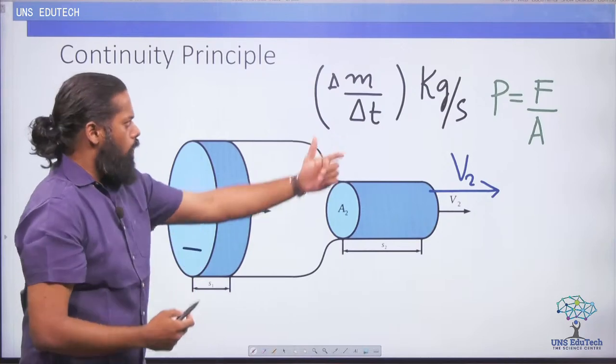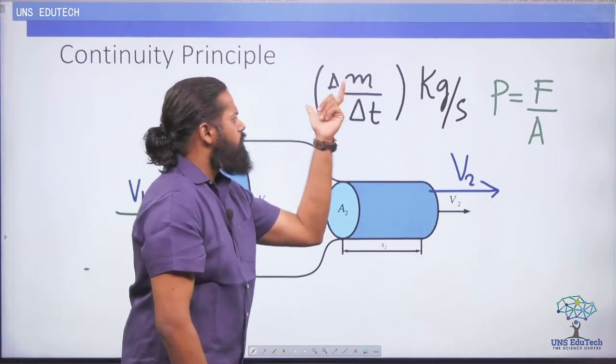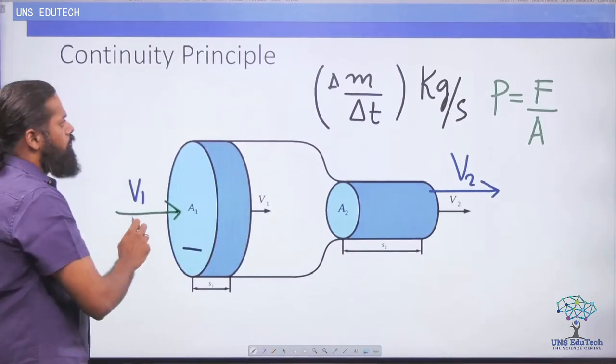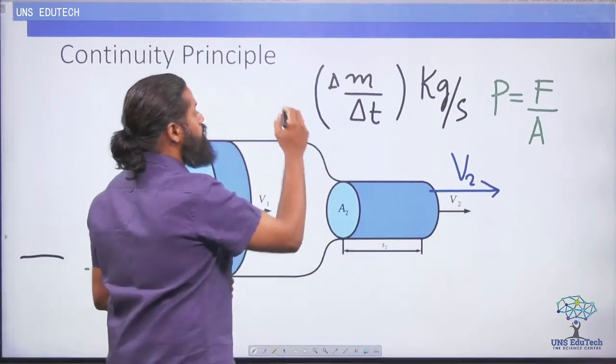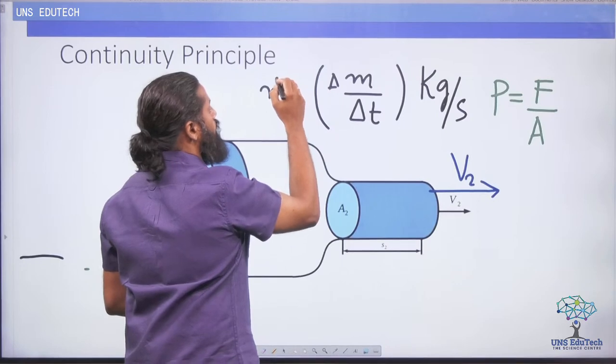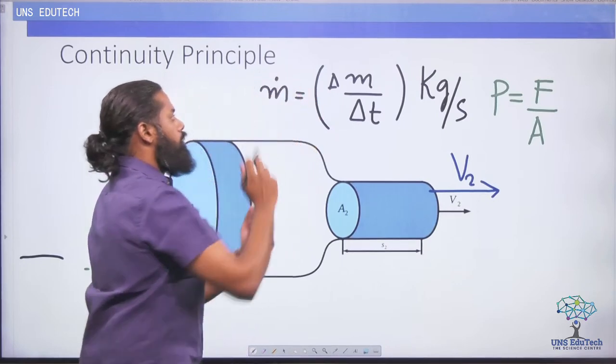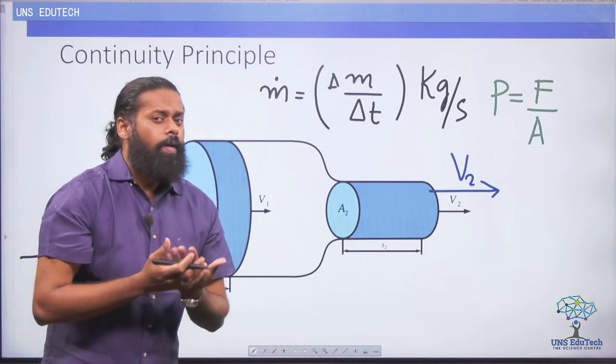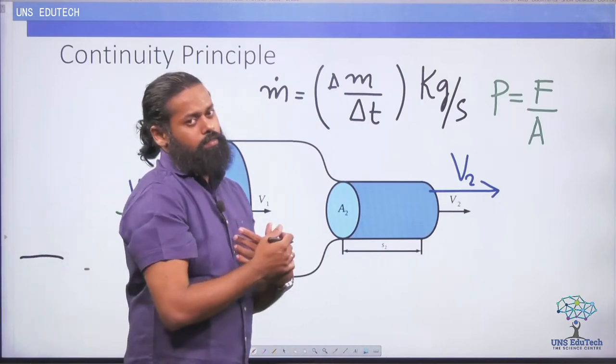Now, you can see that this quantity will be constant. One more thing I forgot to tell you, this quantity we can call m dot. In physics we use m, and on the top we put a dot. M dot means the rate at which the mass flows, and its SI unit is kilogram per second.